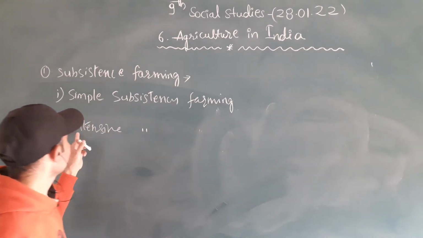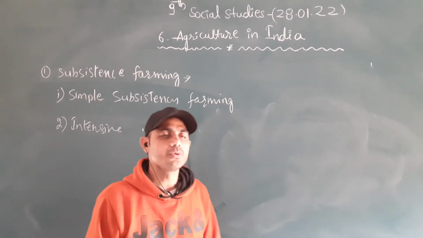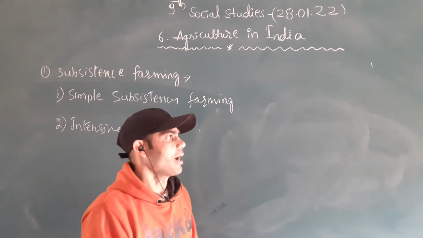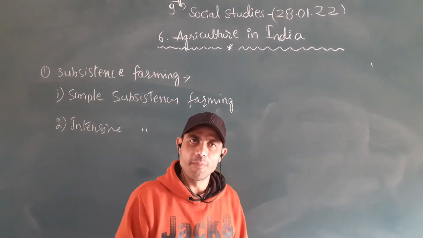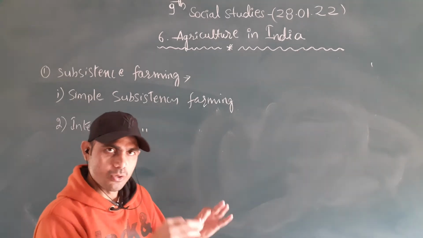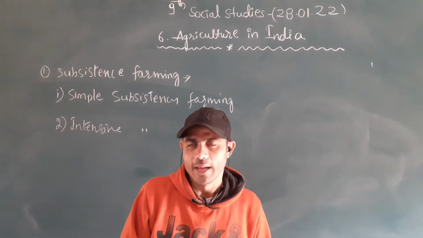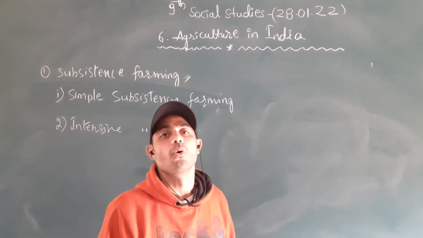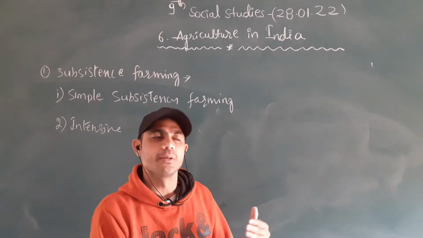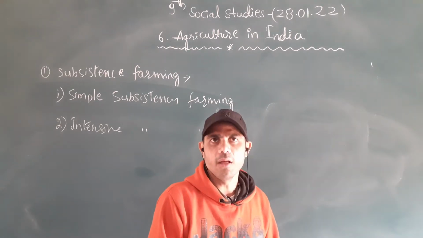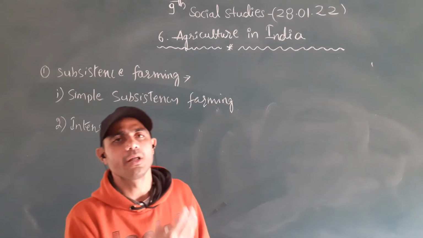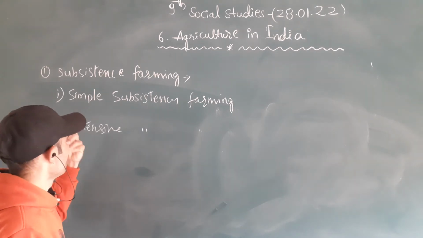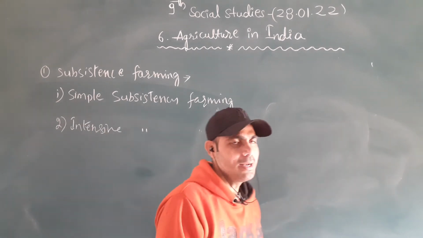See, in this kind of agriculture, intensive agriculture, they use a huge amount of labor and areas, and they also use fertilizers, pesticides, and insecticides. All this is used for growing more crops. They want to increase the productivity of the crops. So this kind of farming we call intensive agriculture, right?